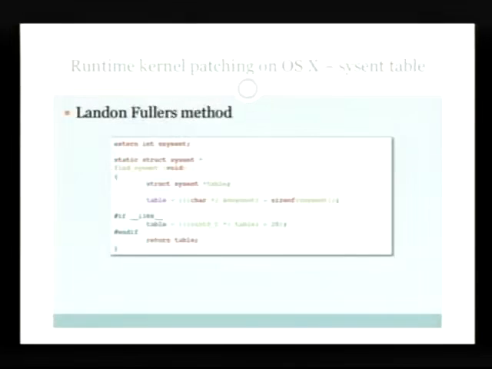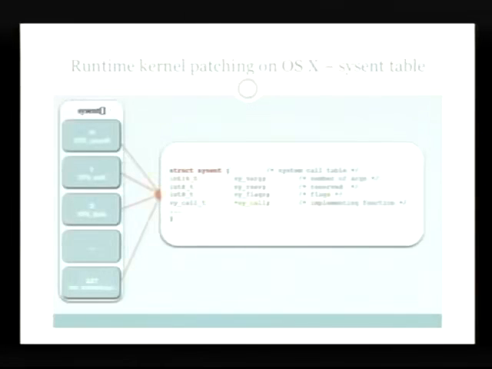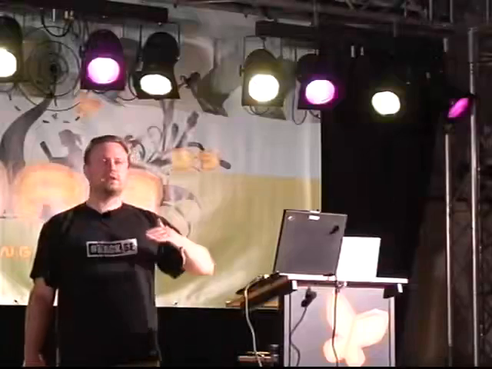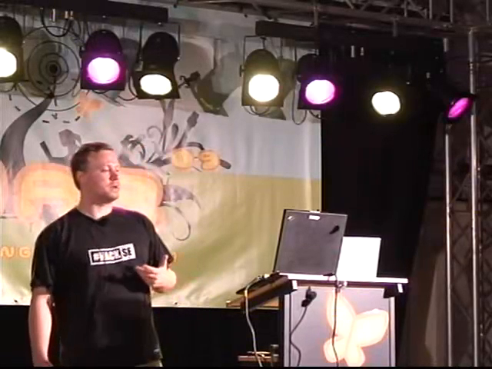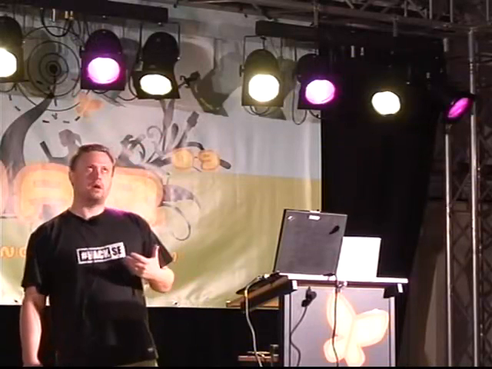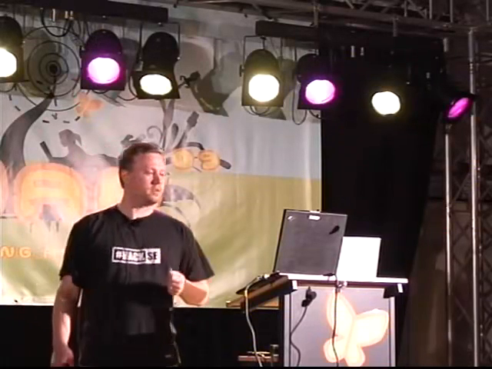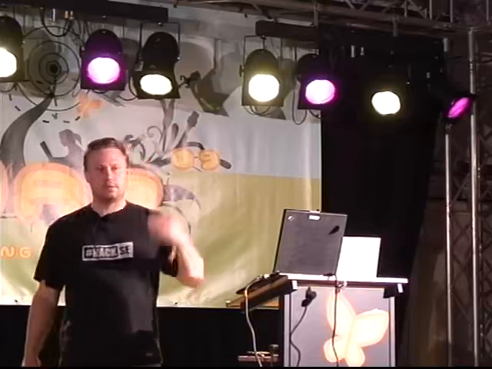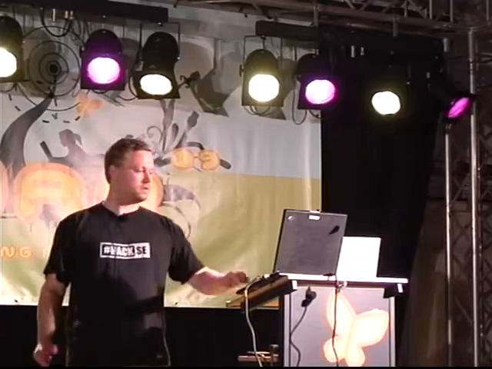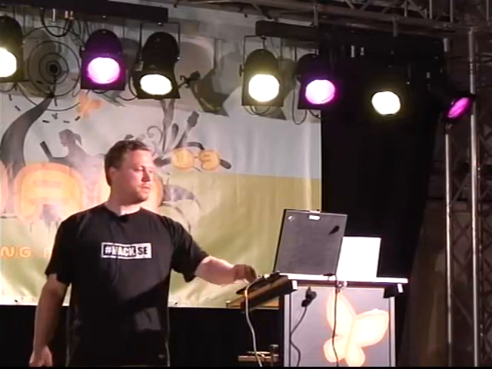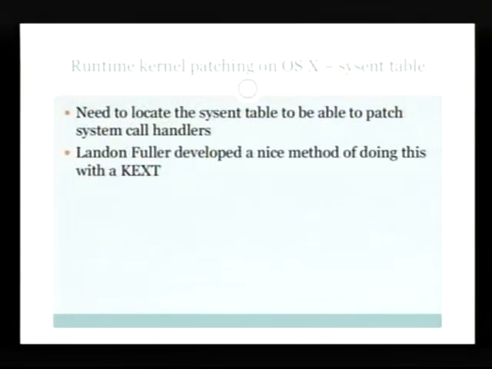So let's go back here. The syscall entry table contains a large list of function pointers. Each entry contains a number of properties, for instance, the number of arguments, flags, and the implementation function, which points to the actual function. The problem for us here is that we need to find where it is in kernel space.